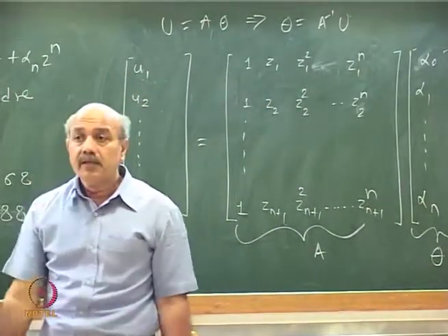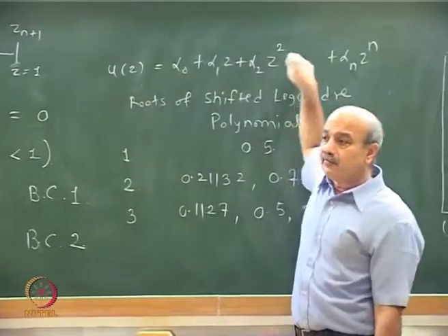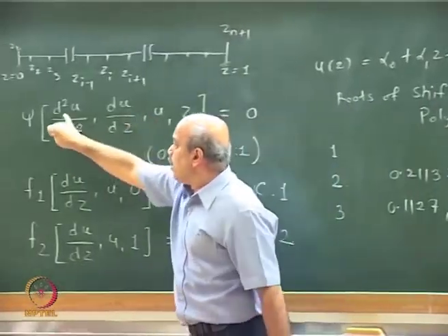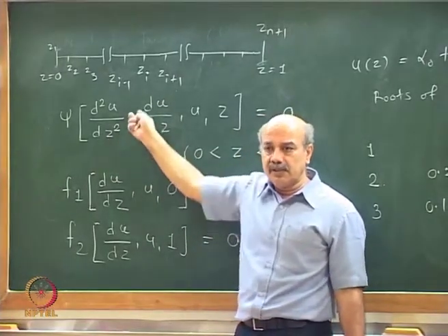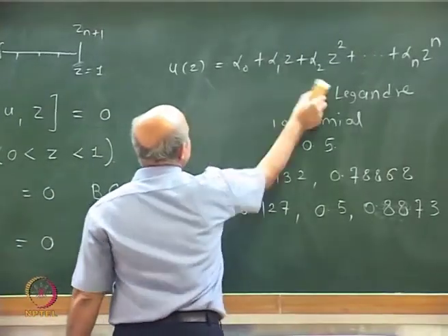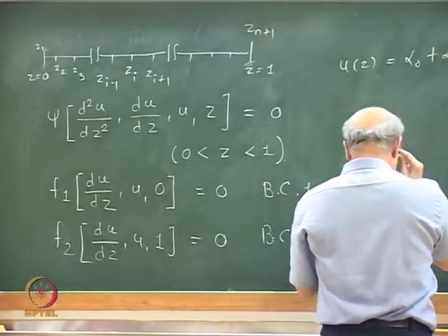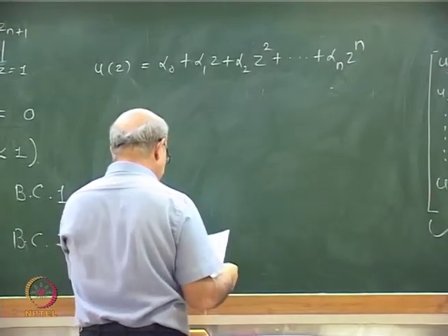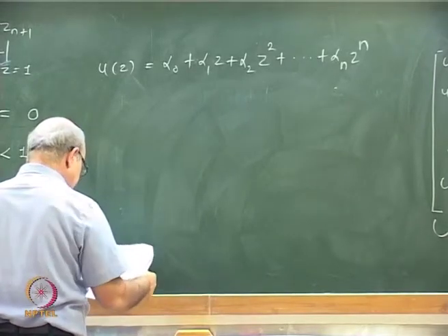Next, what we have done is we need derivatives of this function to be evaluated. Because in this equation you have d2u by dz square and du by dz, I need these two to be evaluated. So in the last class I derived this expression. Just to recall, I will not derive it again, I just write the expression.